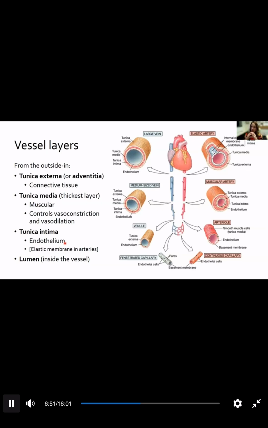The next layer is the endothelial layer, termed the tunica intima. And then the tunica media, which is that muscular layer that controls the vasodilation and vasoconstriction. And then the tunica externa, which is mostly connective tissue.